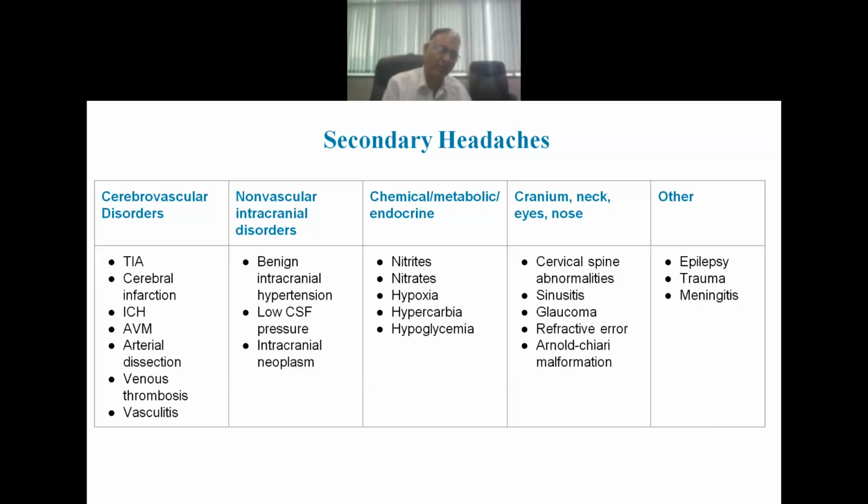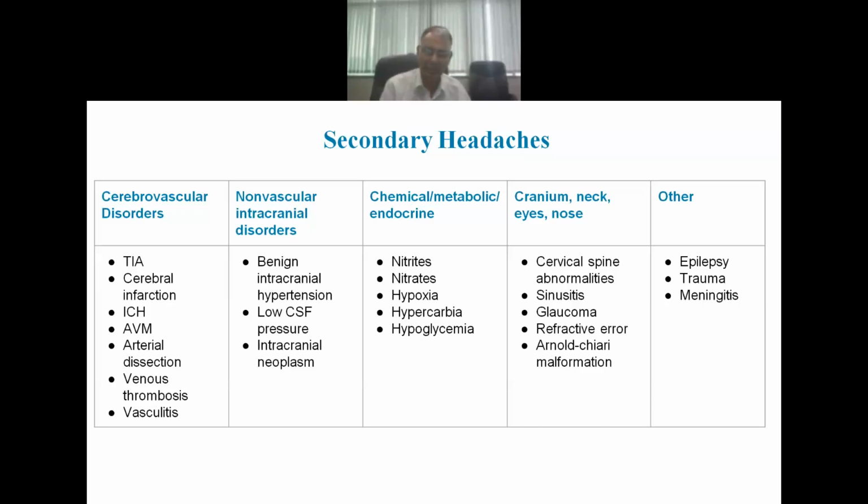These are all the significant diagnoses supporting cerebrovascular disorder, CVA. Non-vascular intracranial disorders include benign intracranial hypertension, of course a rare disease. But if you do not find anything significant as the cause of headache, then you can think of it and investigate the patient for this clinical entity. Low CSF pressure again gives rise to headache. Intracranial neoplasm is very, very important. Initially, many times it presents as headache.